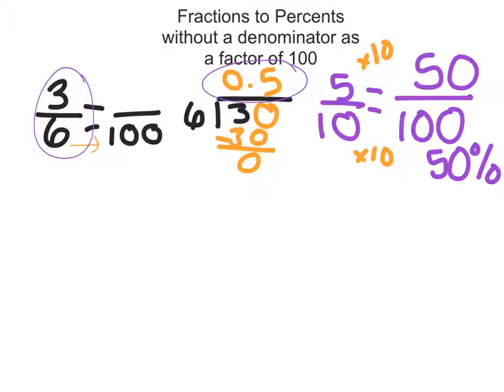So to think about it, if you took a quiz that had 6 questions on it, and you got 3 right, you would have gotten half of the questions correct, therefore 50%.